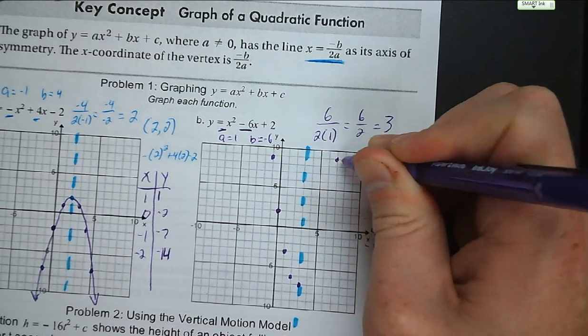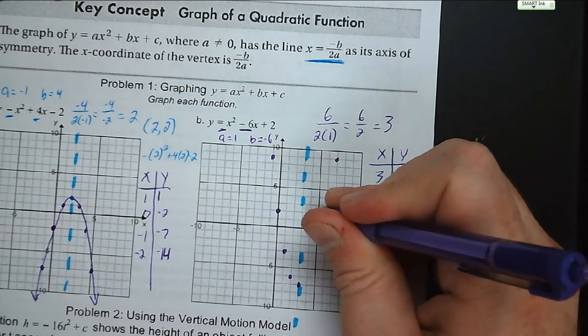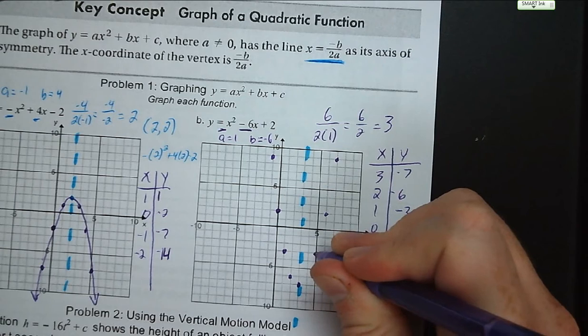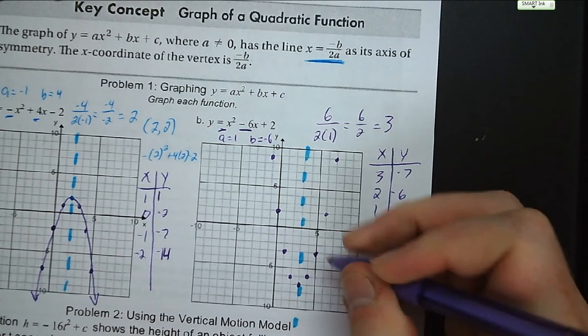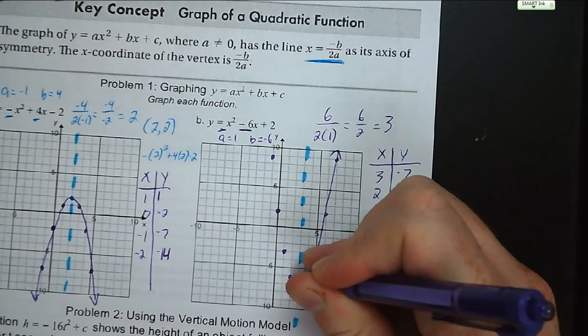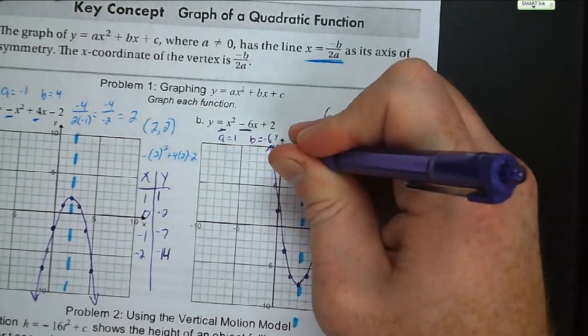Okay. And we're 3 away there, 1, 2, 3. We're 2 away there, we're 1 away there, and now we can just graph the remainder of our curve.